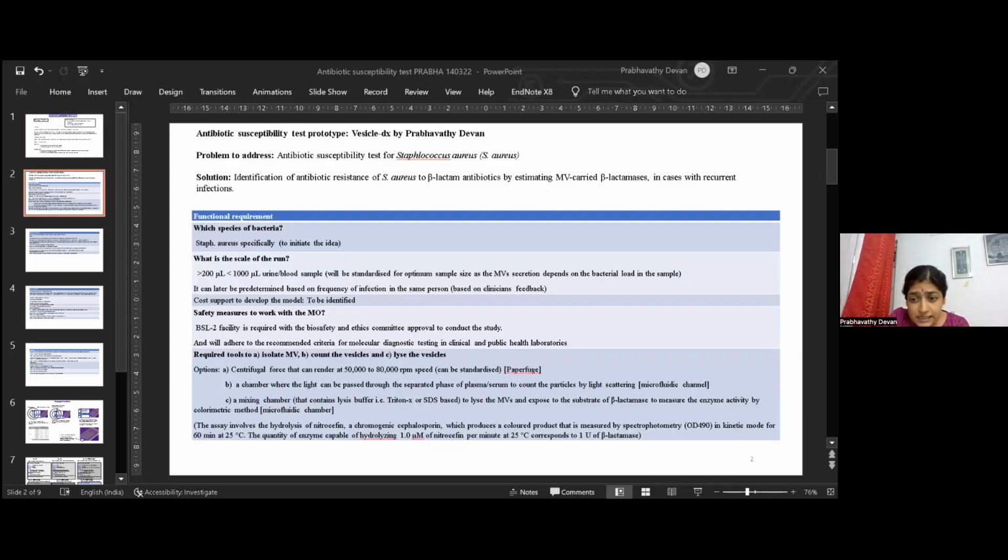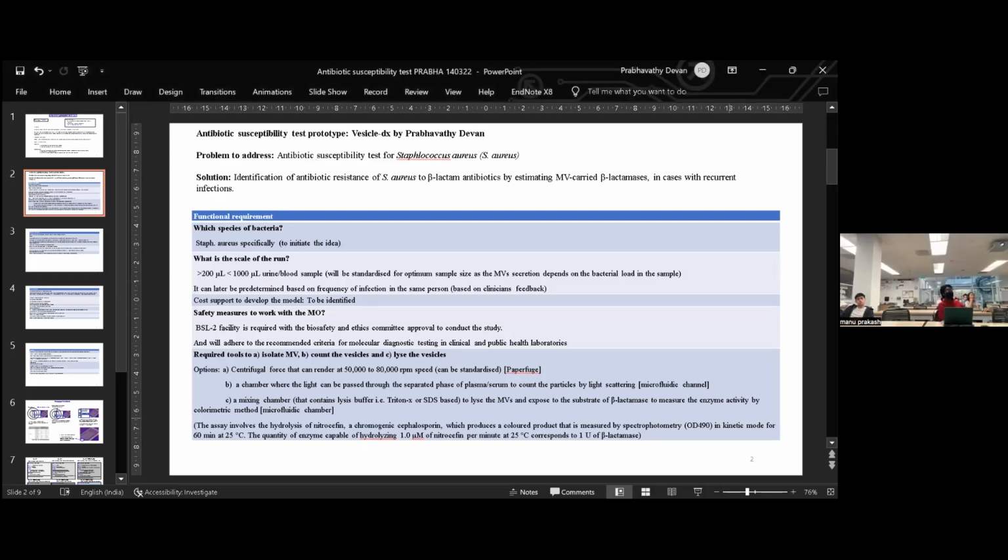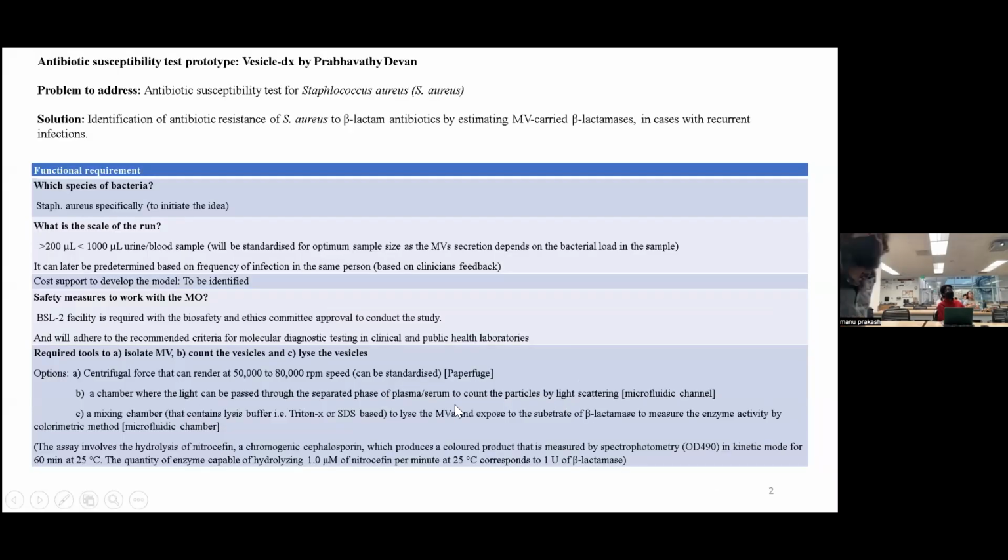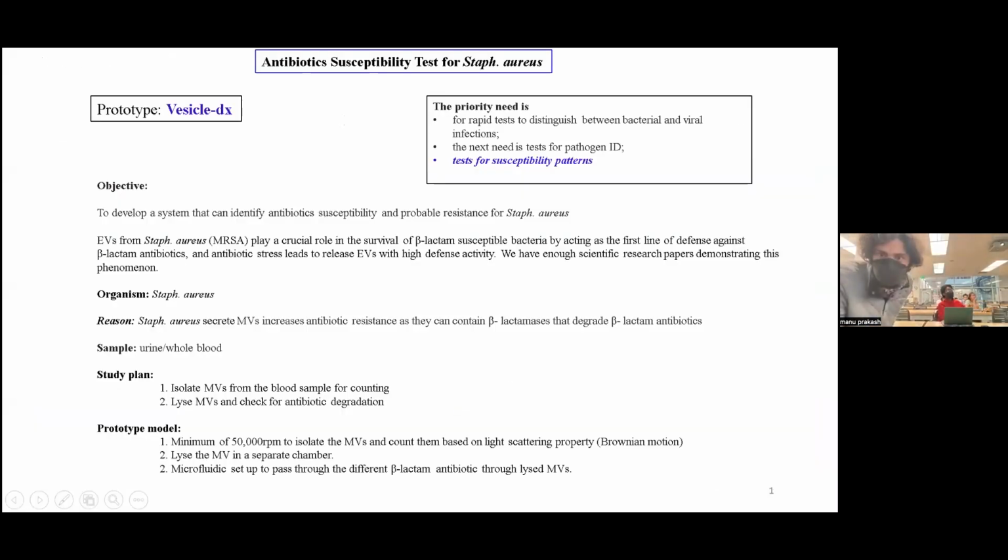Are you able to see the screen properly? Yeah, we can see your screen. Okay. If you want, you can do presentation mode, but we can see it. Yeah.